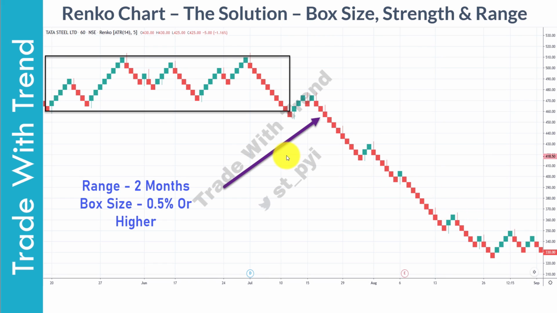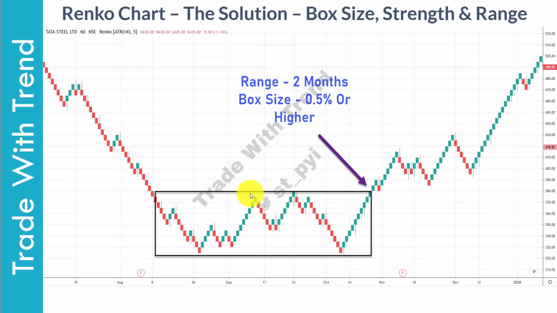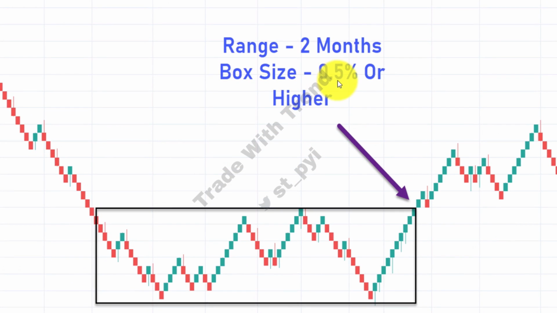Now, this was not a one-off instance, because a couple of months later, in August and in October, again Tata Steel formed a range over 2 months with box size of 0.5% or higher. And again, you see a breakout happening.